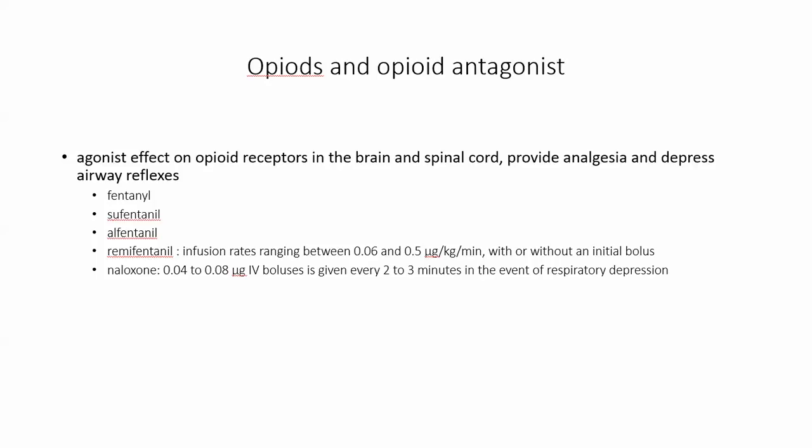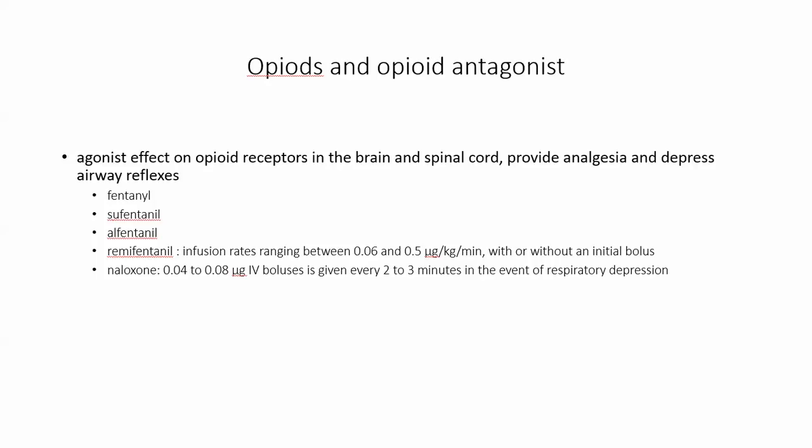By way of the agonistic effect on opioid receptors in the brain and spinal cord, opioids provide analgesia, depress airway reflexes, and prevent hyperventilation associated with pain or anxiety. The commonly used opioid agents include fentanyl, sufentanil, alfentanil, and remifentanil. Remifentanil infusion rates ranging from 0.06 to 0.5 micrograms per kilogram per minute, with or without an initial bolus, is commonly employed.